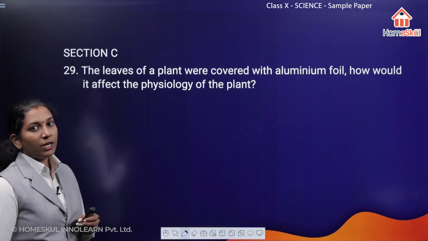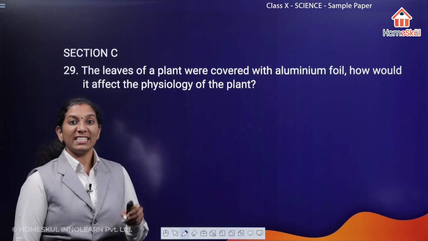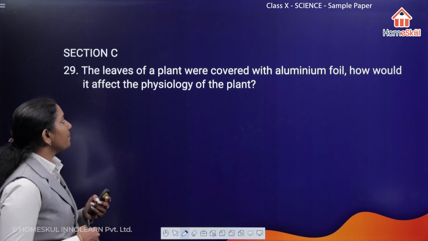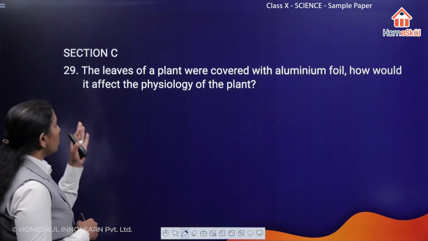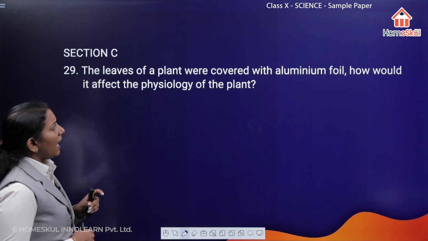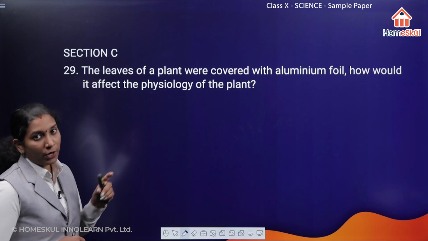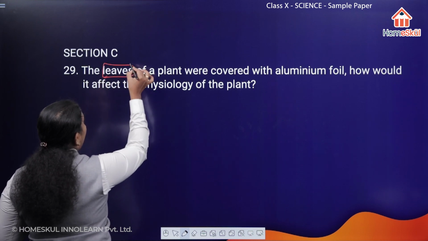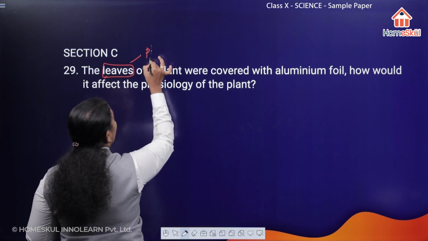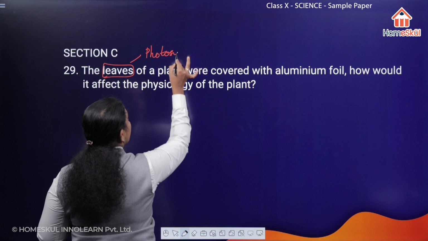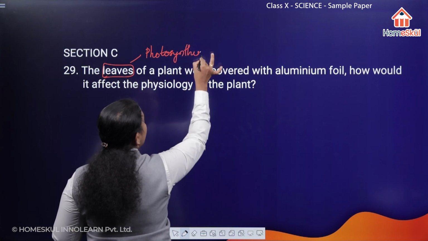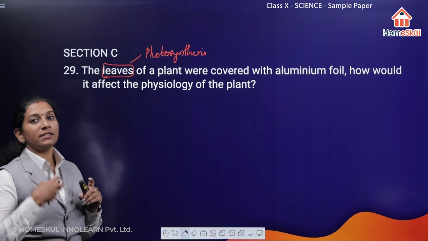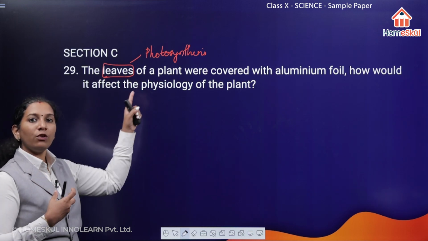Then, we are going to deal with the questions of section C. Each of these questions will carry 3 marks. So, the question is, the leaves of a plant were covered with aluminium foil. We know that plant leaves are the major site for photosynthesis. Photosynthesis is the main process in plants, because plants are autotrophic, so they can synthesize their own food by means of photosynthesis.